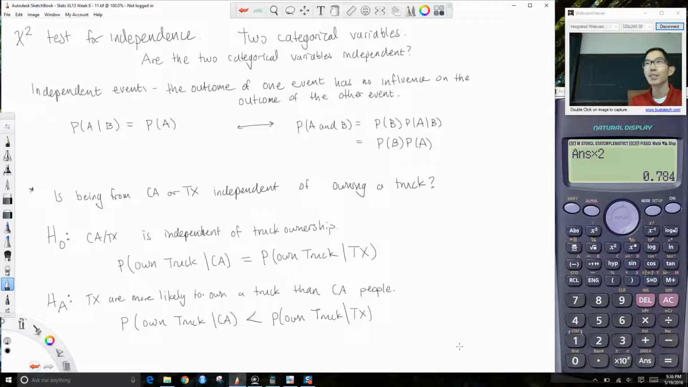If we just said that it's different, then we would put in a non-equal sign, and it would be non-directional here. So far, so good. Okay.